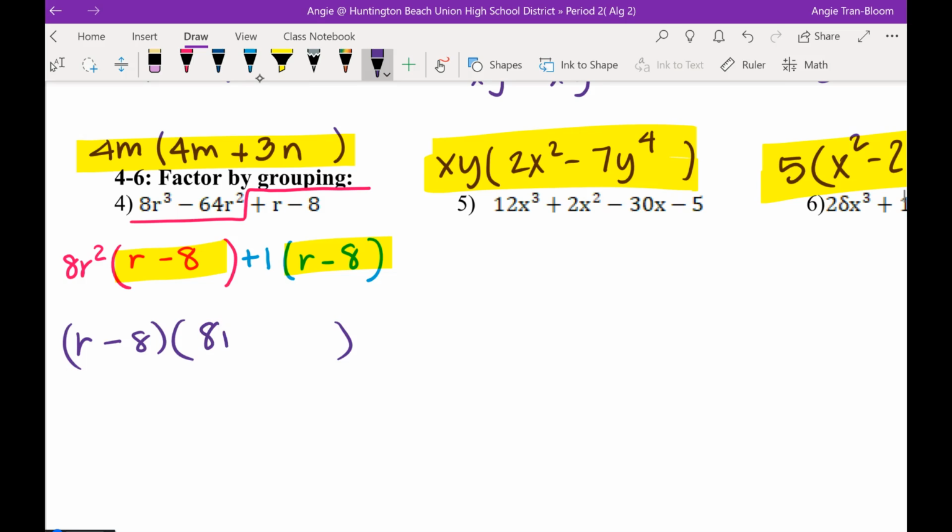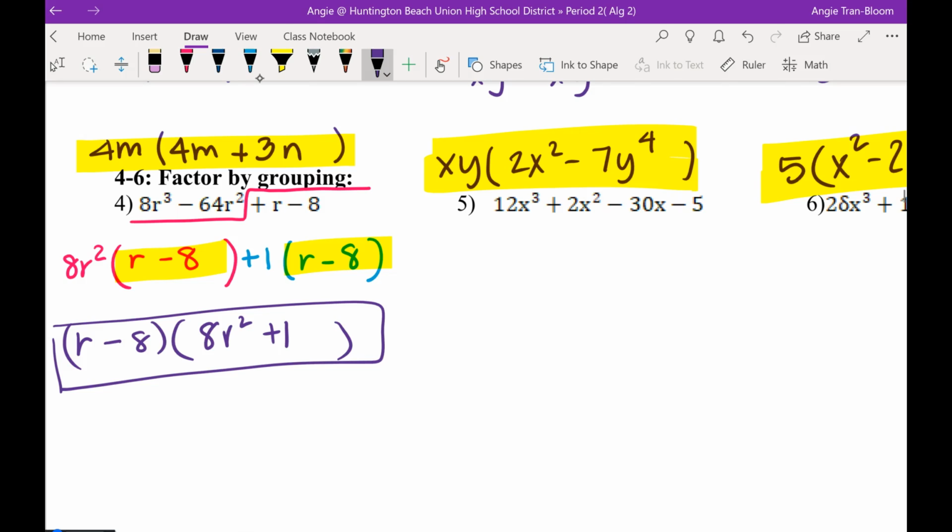8r squared plus 1. Now, question number 1. If I were to distribute that out again, what should I get? If I were to multiply that all out, what would I get? 8r to the third minus 64, r squared plus r minus 8. So if I multiply this back out, y'all, you should get the original. Okay, so box up your answers.